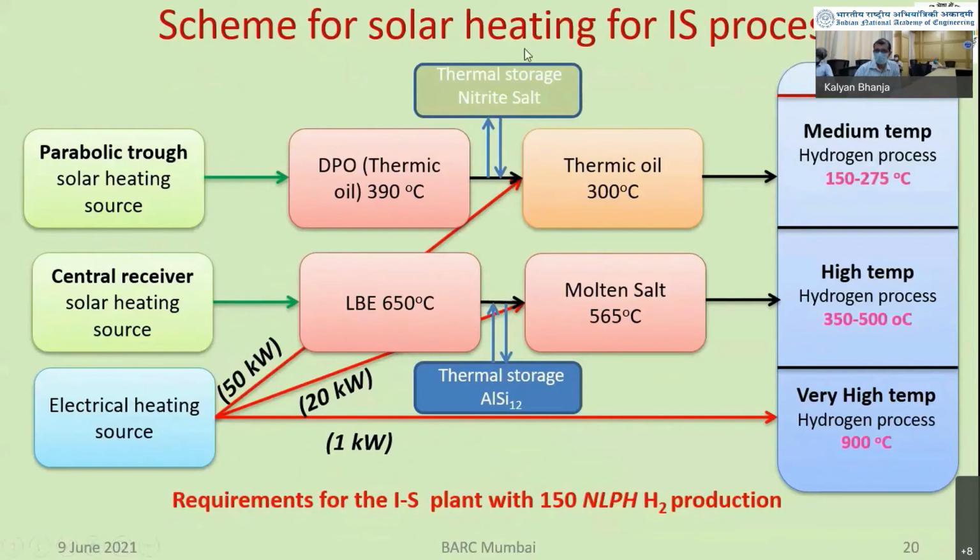This is the overall scheme for solar heating of the IS process. For temperatures up to say 200 or 215 degrees centigrade, parabolic troughs will be used. For up to 500 degrees centigrade, central receivers and concentrators will be used along with intermediate LBE or molten salt. Those things are already in place. Then for the only high temperature requirement of 900 degrees centigrade, what everybody says is that it is a very high temperature process. It is only SO3 decomposition which requires 900 degrees centigrade. Otherwise, it is all 450 degrees centigrade or so, maximum 500 degrees centigrade. So in this particular case, we are going to heat it by electrical heating.